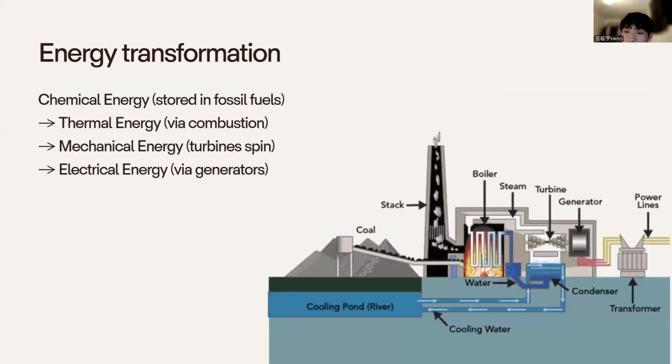And there's a graph that introduces the energy transformation process. So basically, first, fossil fuels contain chemical energy, and then when it is burned, this becomes thermal energy. Then the heat is used to create mechanical energy, which is the spinning turbines. And then finally, the generators convert it into electricity for use.